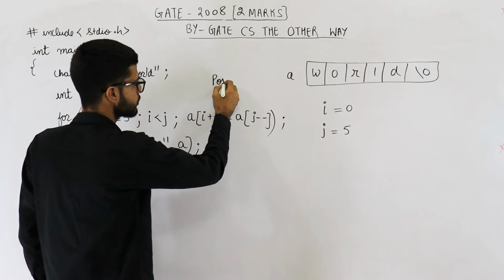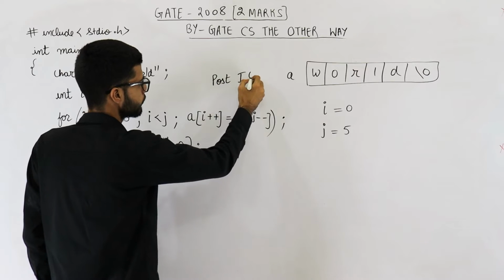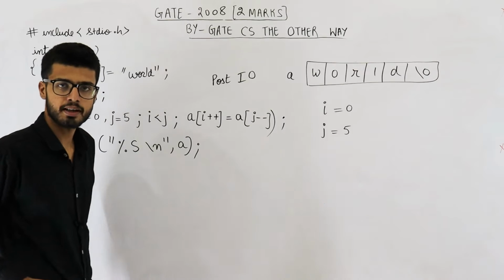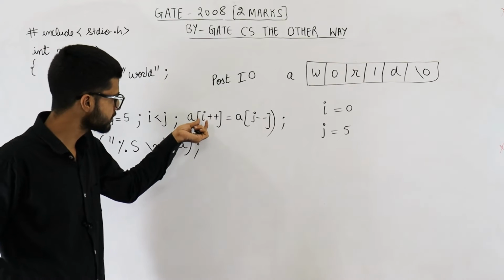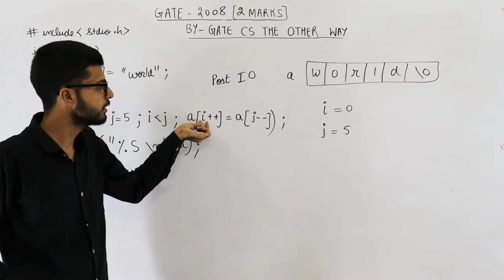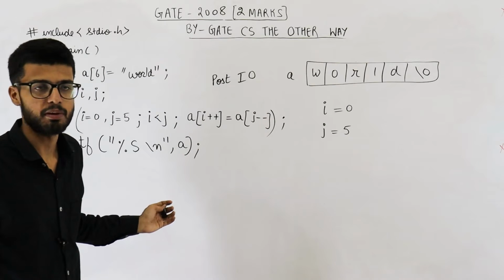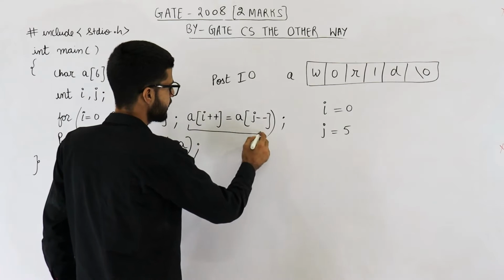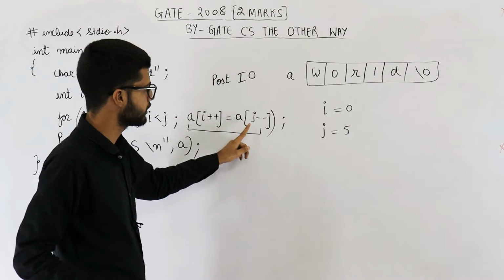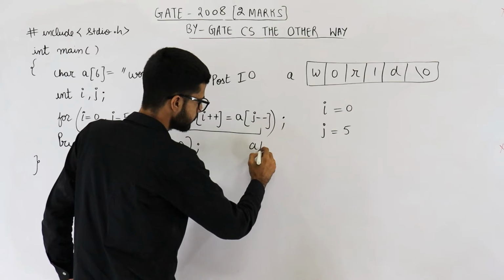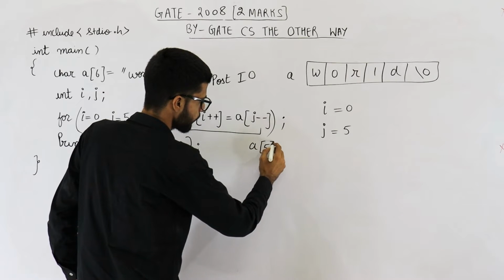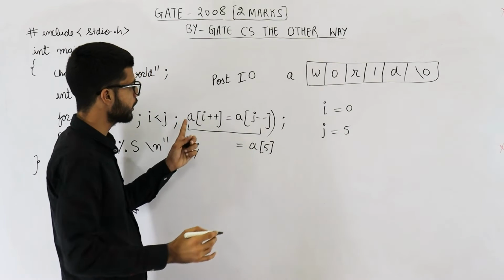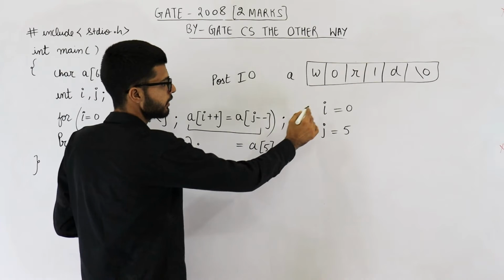Now here you have i++. This is post increment operator. This one is post decrement operator. That means first you have to use the value of i, then you will increment or decrement. Okay. So let us first use the value of i and j here. a[j] means a[5] is equal to a[i]. a[i] means a[0].